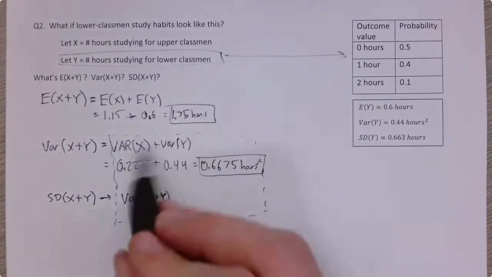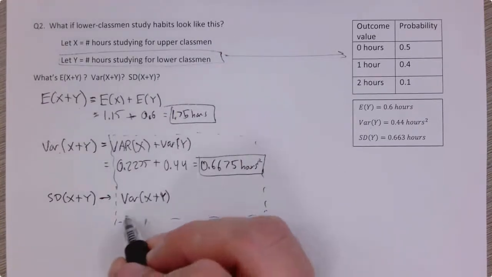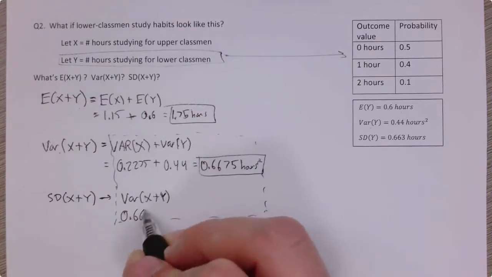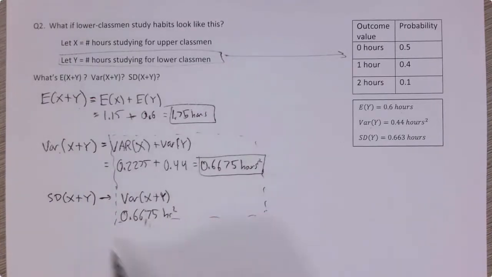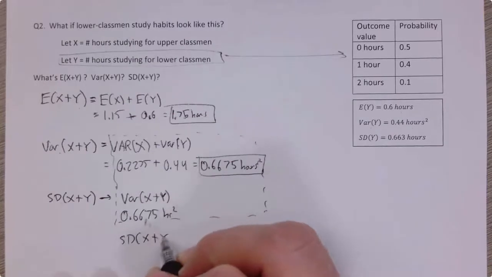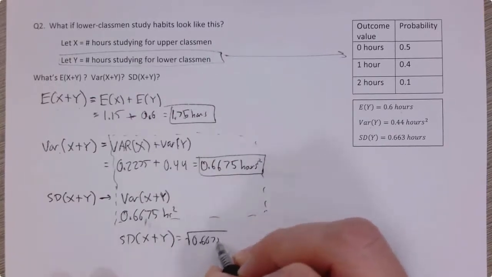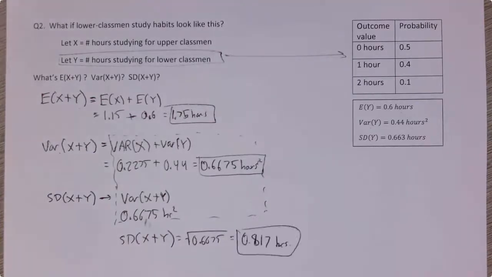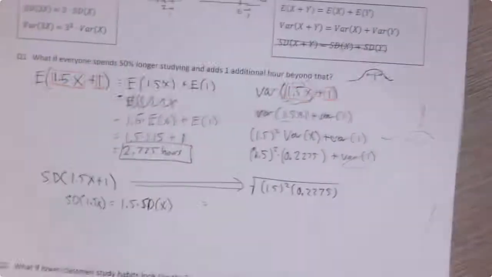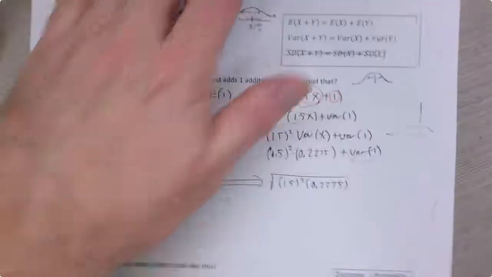If you're finding the variance, you split them into parts, find each part separately, and add them up. Now that we know the variance is 0.6675 hours squared, to find the standard deviation, I'll just take the square root of the variance. So the standard deviation of the sum of the variables is the square root of 0.6675, which is 0.817 hours. All right, so I think now if you go back and try those same Animal Crossing problems, hopefully it will make a lot more sense to you.